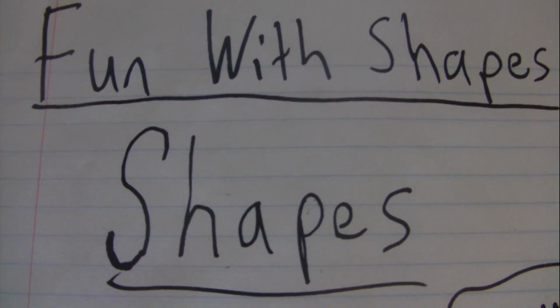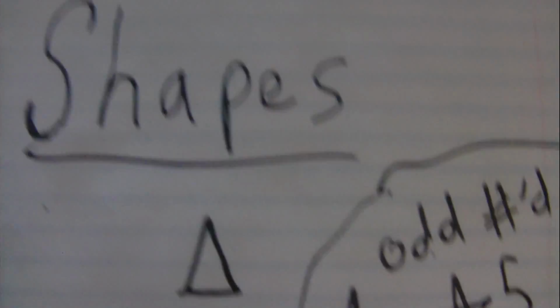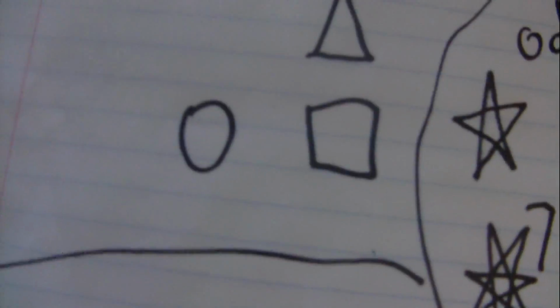Today I'm just going to be showing you some cool different little things that have to do with little shapes like triangles, stars, squares, and yeah. Okay, so now here's a cool little thing.